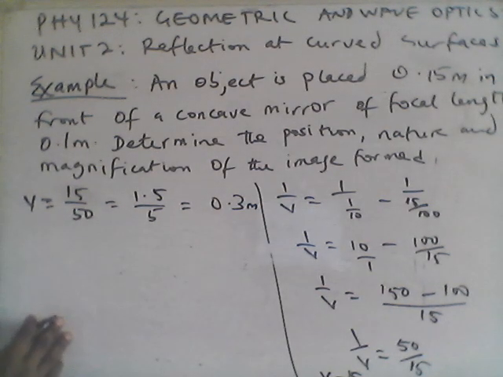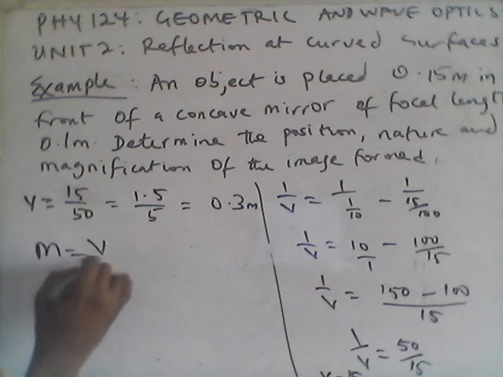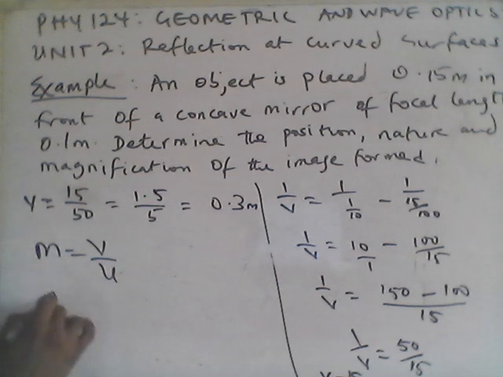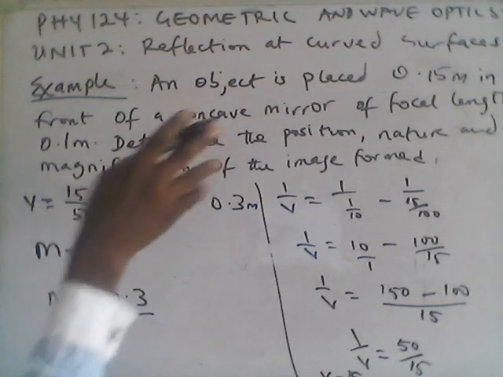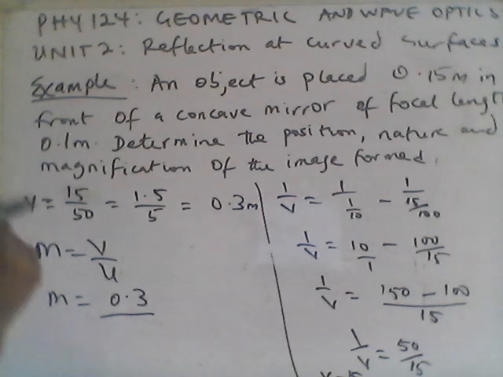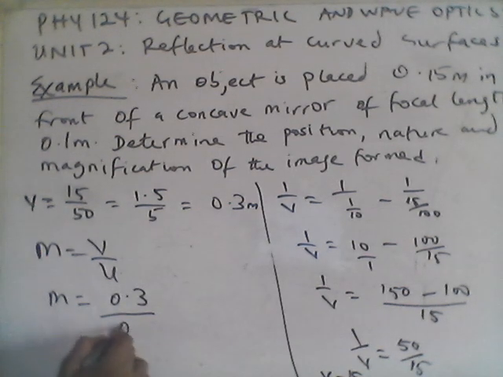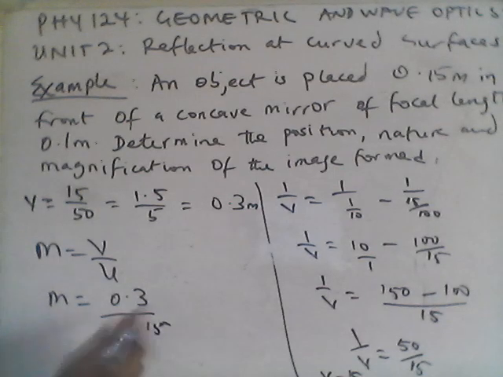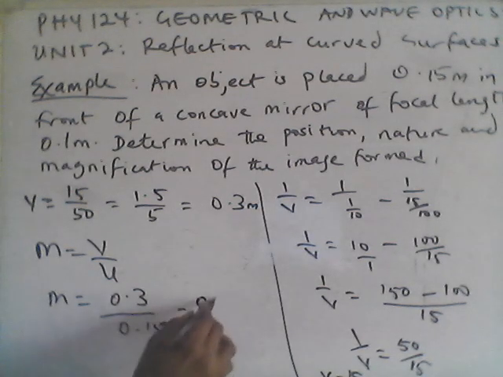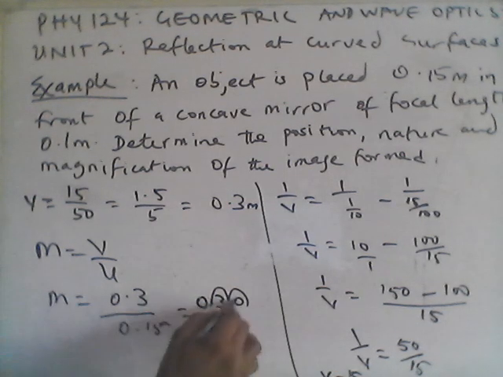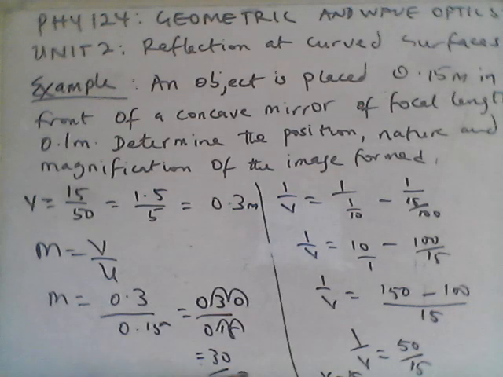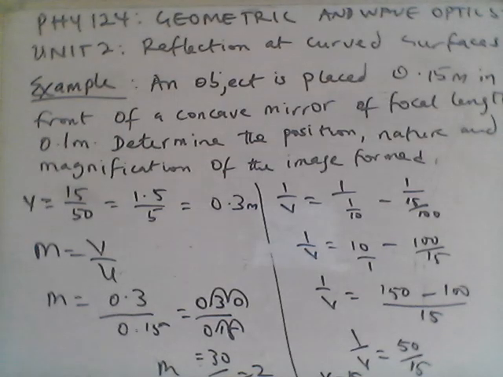So if I've gotten V, M is V over U. Remember, M is equal to V, which is 0.3 that I've gotten, over U. What is U from the question? U from the question is 0.15. So 0.3 over 0.15, the decimals cancel, I have 30 over 15, which is 2. So M is 2. A positive value for M means that the image is upright... or rather, it shows that the object increased.